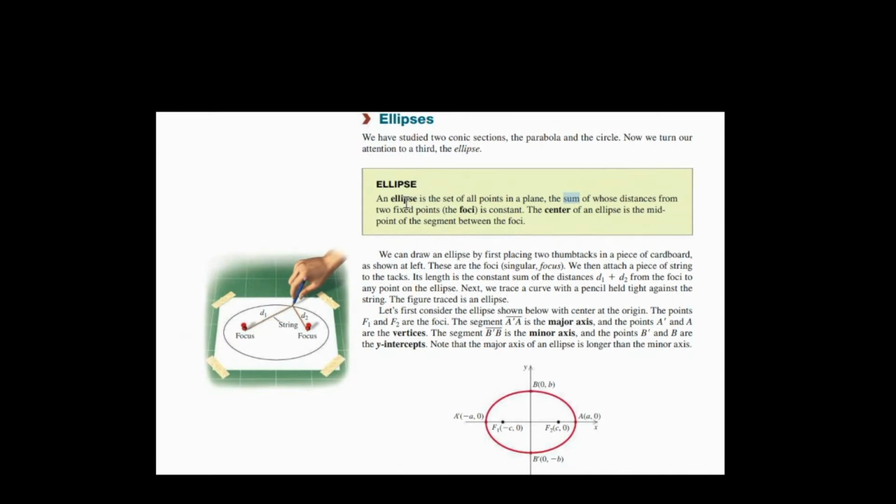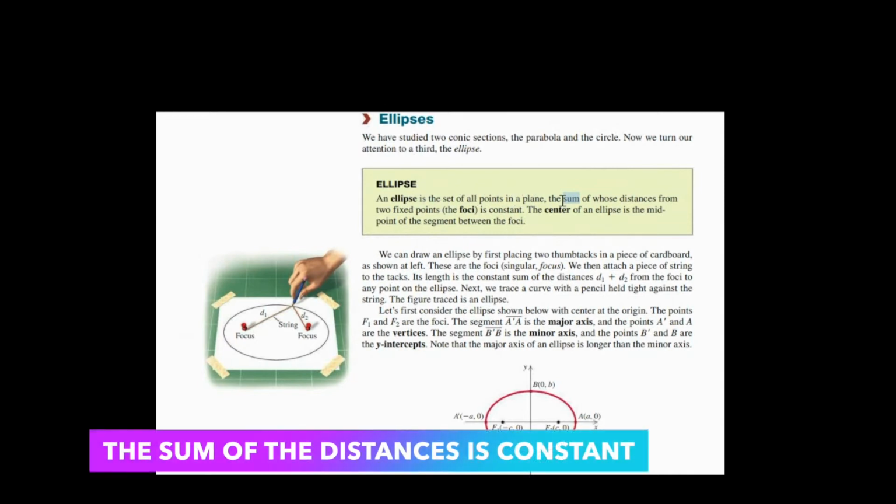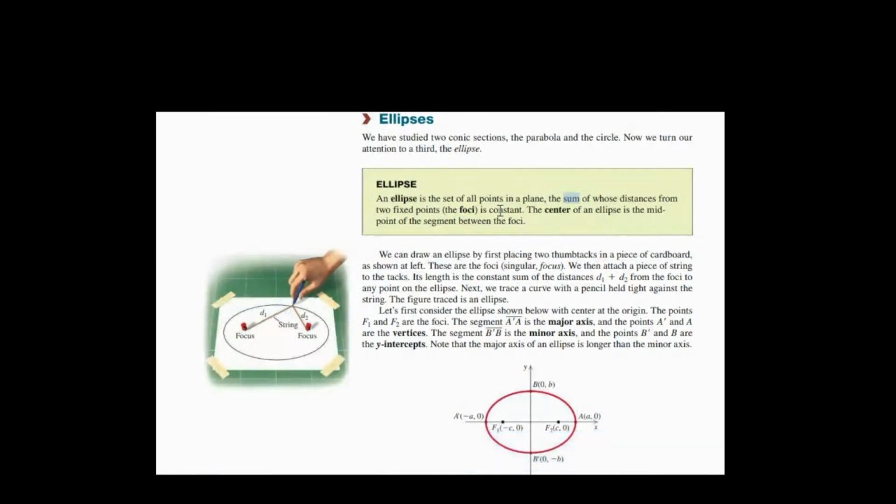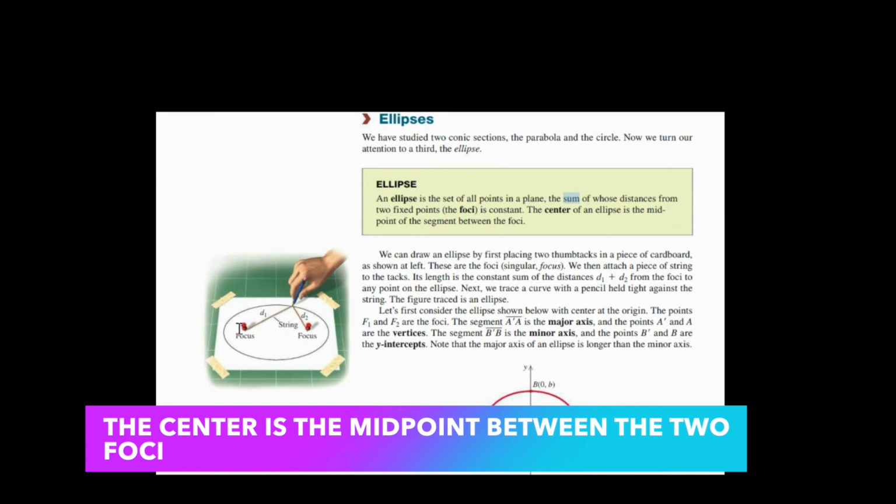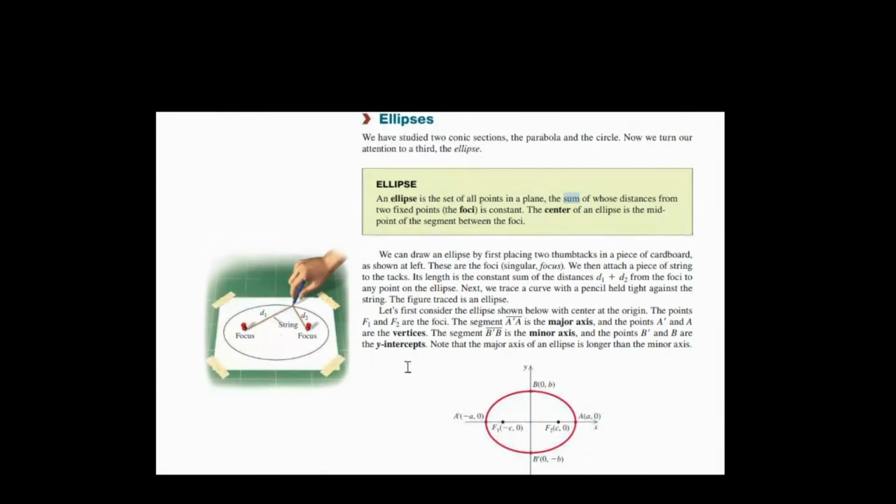So what is an ellipse? It's the set of all points in a plane, the points whose sum of the distances from the 2 foci is constant. And there is a center of an ellipse. It's the midpoint between the 2 foci. So here's focus 1 and here's focus 2, and exactly halfway between where my cursor is, you can see it, and that's where the center of the ellipse is.